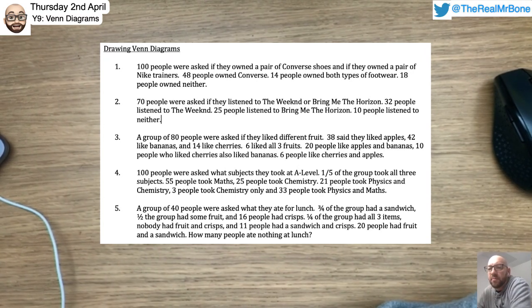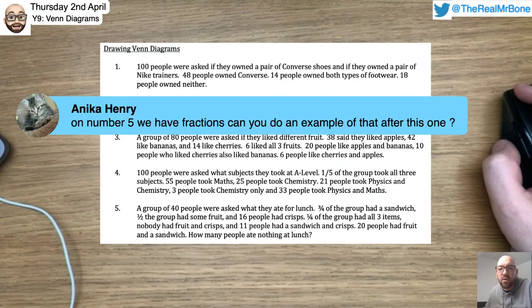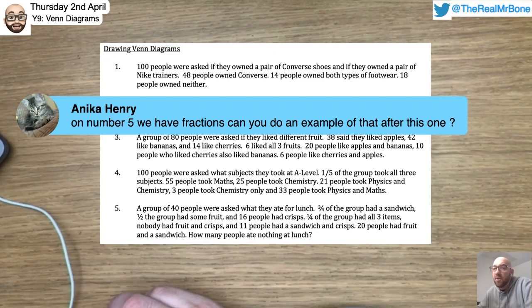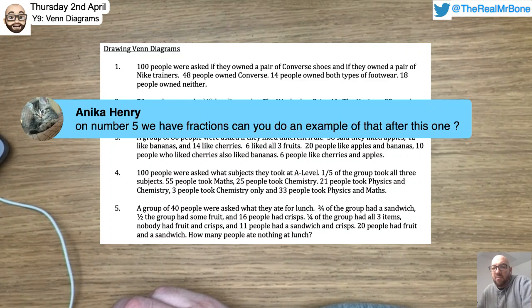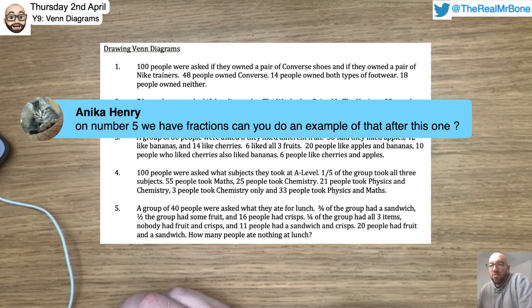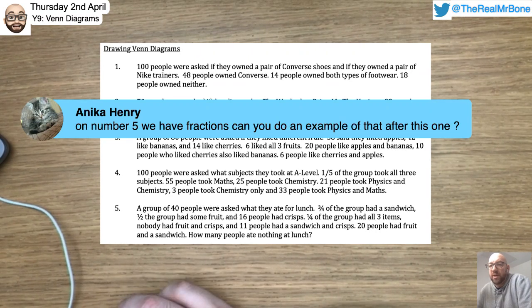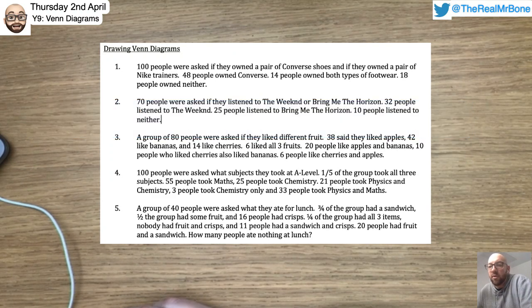So for example, it says a group of 40 people were asked what they ate for lunch. 3/4 of the group had a sandwich. Well, 3/4 of 40 is 30. So it's just doing exactly the same. Annika, if I click on her comment from earlier, she said on number 5 we have fractions. Can you do an example of that? I don't think I need to, Annika. You just need to quickly work out the fractions in advance. So 3/4 you should know is 30. You should be able to work out half of 40, and a quarter of 40. I don't think there's anything on question 5 that is any more difficult than the previous questions.